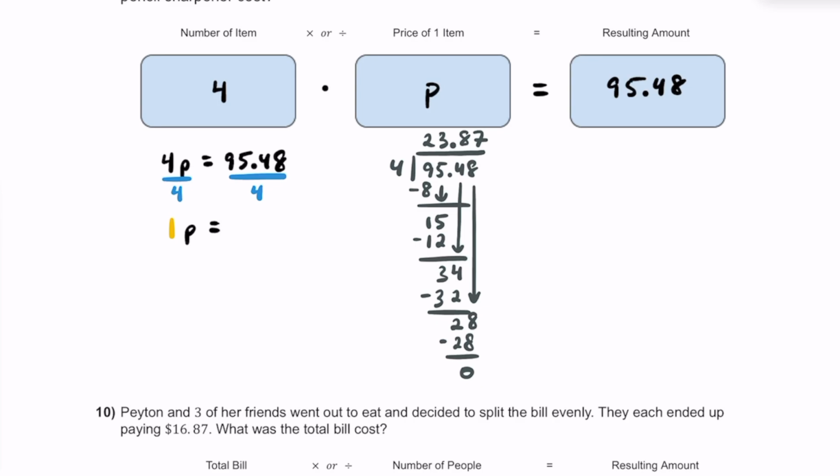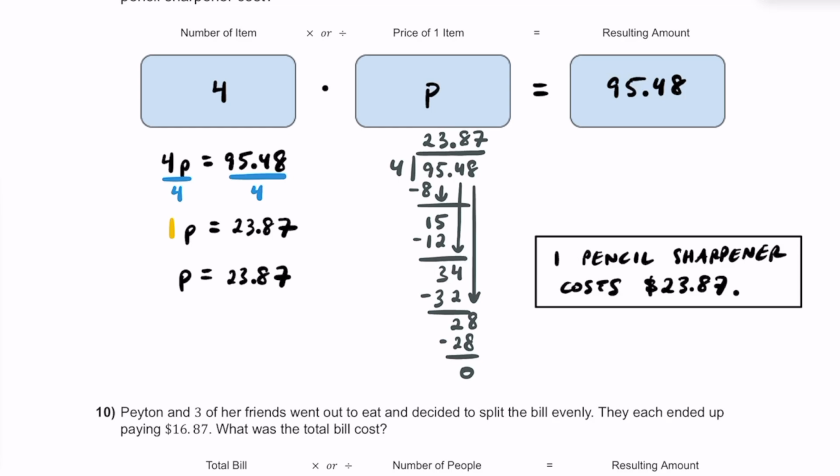So if we take this price and we divide it by 4 to find out the price of each of these pencil sharpeners, that's going to be $23.87. So using the identity property, we can just say P, or the price of one item, is going to be $23.87. And so for our conclusion, we can say one pencil sharpener is going to cost $23.87. Here was our one-step equation.